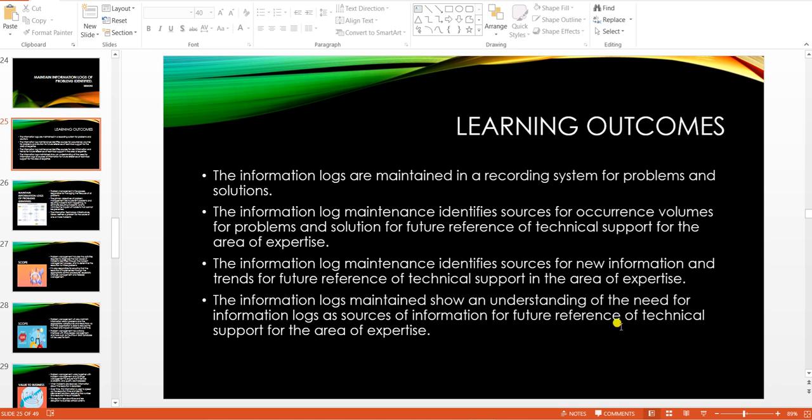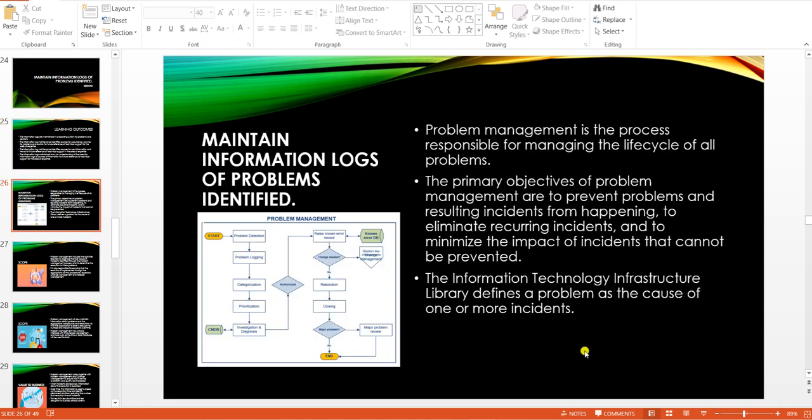So let's look at the first item in session 3. We have problem management, which is the process responsible for managing the life cycle of all problems. The primary objective of problem management is to prevent problems and resulting incidents from happening, to eliminate recurring incidents, and to minimize the impact of incidents that cannot be prevented. The Information Technology Infrastructure Library also defines a problem as the cause of one or more incidents.